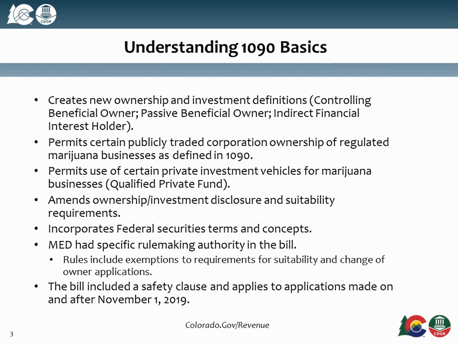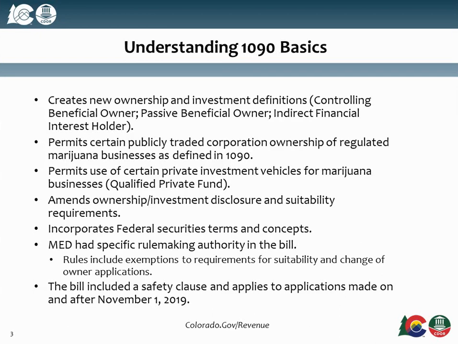Additionally, House Bill 1090 amends ownership and investment disclosure and suitability requirements. And as Dominique mentioned, importantly, House Bill 1090 incorporates federal securities terms. Where these terms may appear to be complex and confusing at first glance, the intent in relying on existing federal securities terms was to avoid the Marijuana Enforcement Division and, by extension, local licensing jurisdictions from becoming a shadow securities enforcement regulator. Instead, the intent of House Bill 1090 is that securities regulatory functions will be handled by either the United States Securities and Exchange Commission, the Colorado State Securities Division, or a federal counterpart in a permitted foreign country.